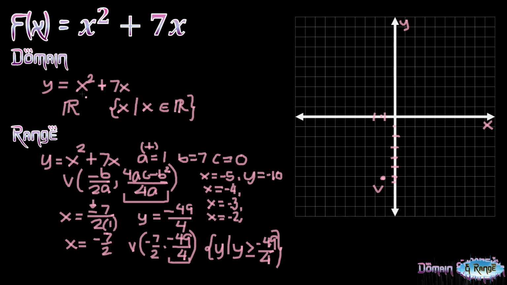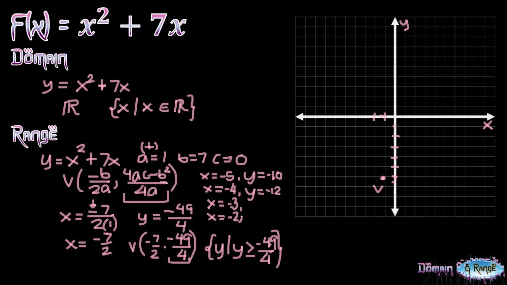If x is negative 4, negative 4 squared here is positive 16. 7 times negative 4 is negative 28. So positive 16 minus 28 is negative 12. Am I right? Let me check again. For 25, 25 minus 35. For 4, 16 plus 28, so you have here y is equal to negative 12.